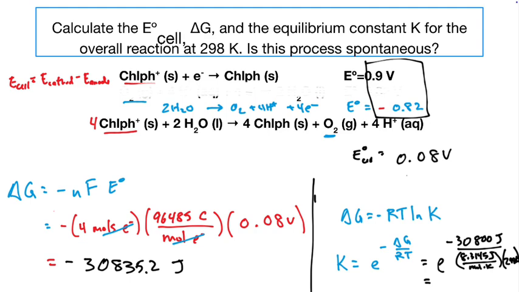Big number. Okay. 258,000. I'm just gonna stick with 258,000. Assuming we get a second on that, we get 258,000. And that becomes our equilibrium constant.